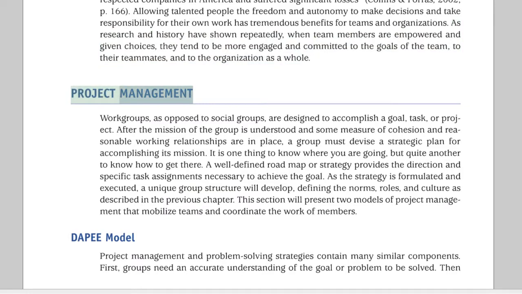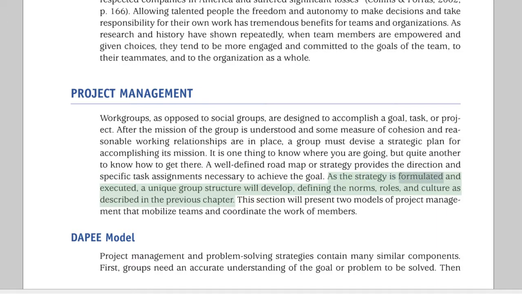Project management. Work groups, as opposed to social groups, are designed to accomplish a goal, task, or project. After the mission of the group is understood, and some measure of cohesion and reasonable working relationships are in place, a group must devise a strategic plan for accomplishing its mission. It is one thing to know where you are going, but quite another to know how to get there. A well-defined roadmap or strategy provides the direction and specific task assignments necessary to achieve the goal.